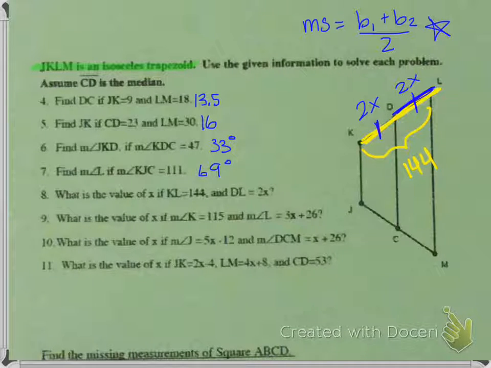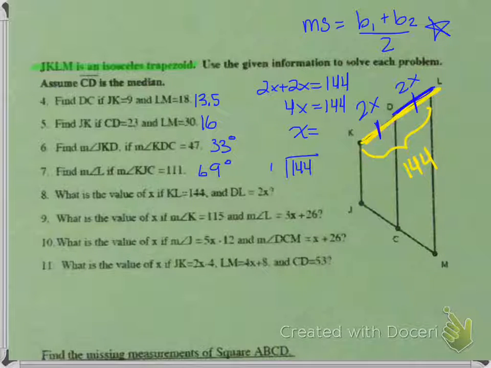Now, I know these two blue 2x's add up to make the whole yellow 144. So what I can do is say 2x plus 2x equals the whole thing, the whole leg, 144. So I get 4x equals 144, and then I'm going to go ahead and divide. So when I divide, I would get 36. Okay.